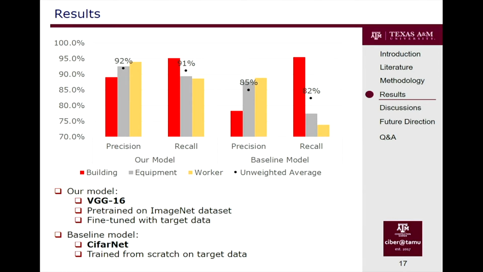The baseline model we used to benchmark the performance of our model was a CIFAR-net that is also a commonly used deep neural network model in computer vision. And this model was trained on its own dataset and was trained from scratch. So the diagram on the top shows the performance of our model compared to the baseline model in terms of precision and recall, and for different tags, including building, equipment, and worker. And as you can see, we can outperform CIFAR-net by a few percentage points.